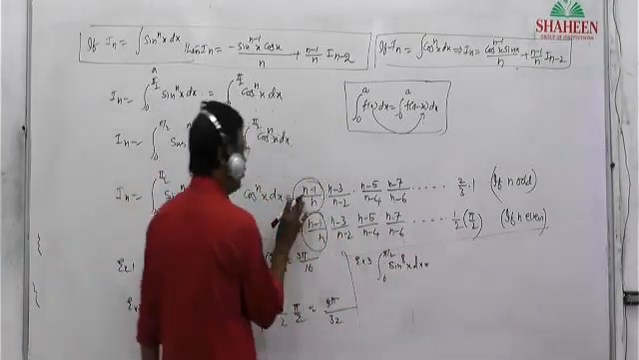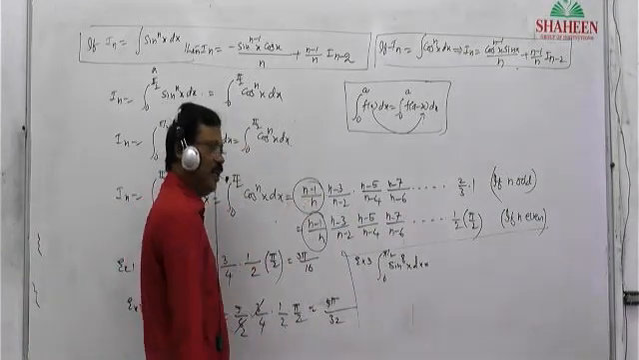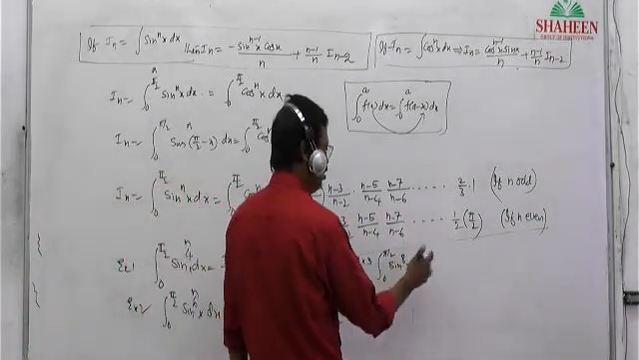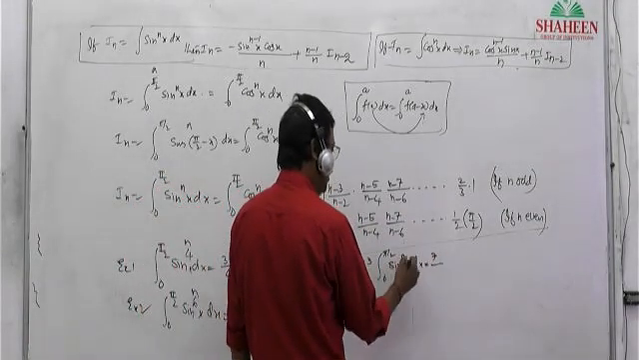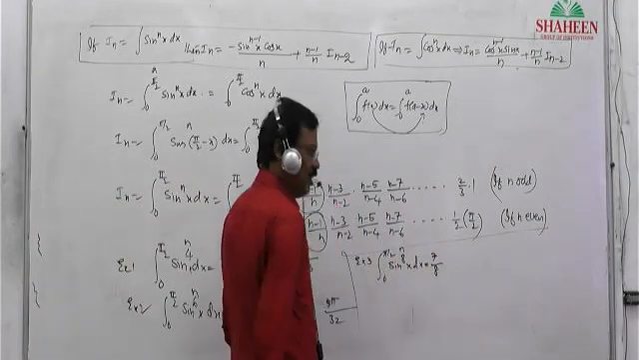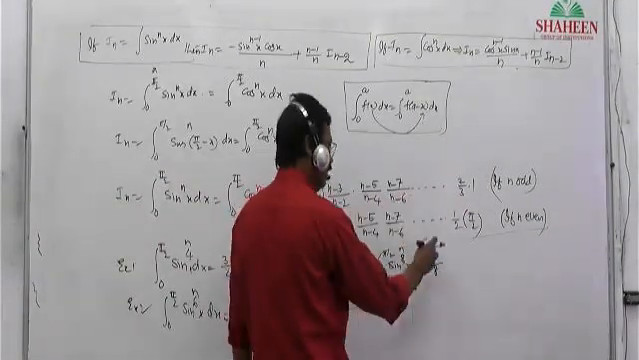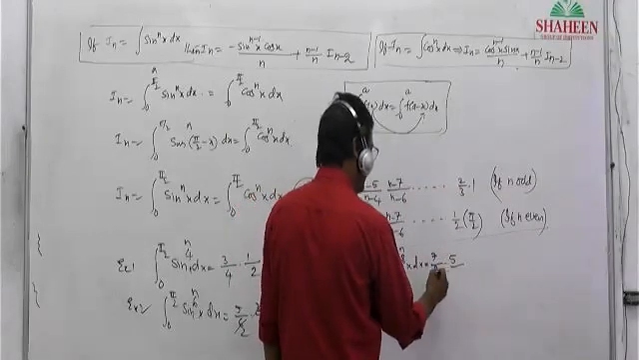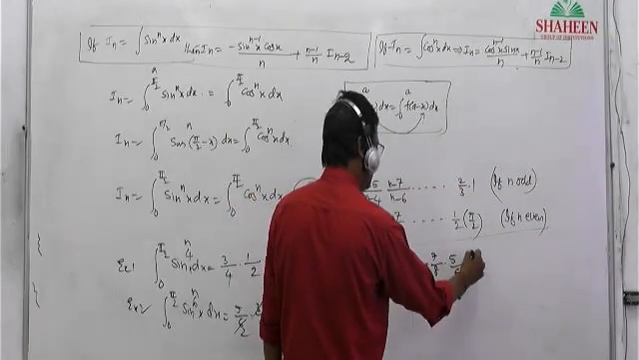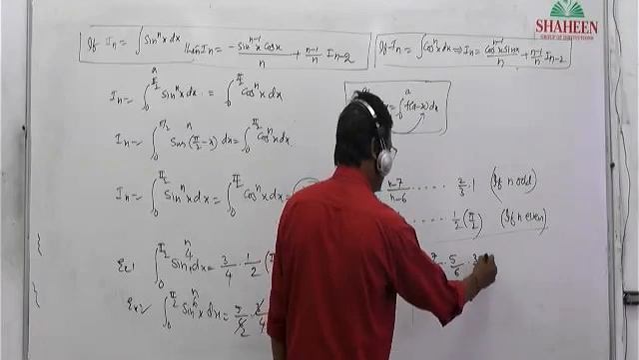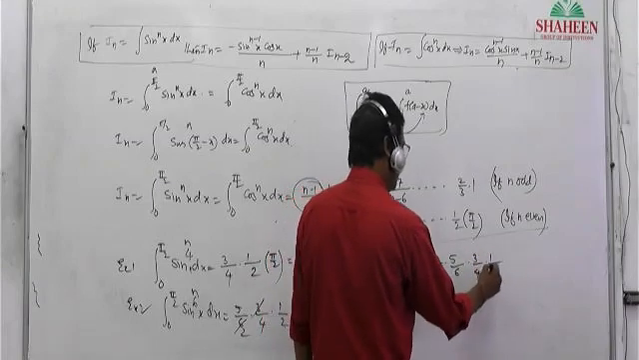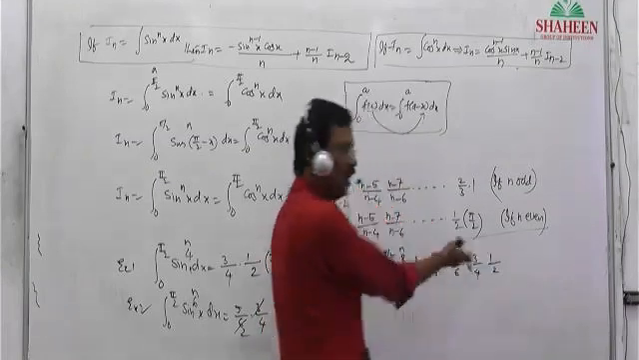First number, remember, n minus 1 by n. n is 8, n minus 1 means 7, by n is 8. Write with 2 difference: 7 minus 2, 5; 8 minus 2, 6; 5 minus 2, 3; 6 minus 2, 4; 3 minus 2, 1; 4 minus 2, 2. You got 1 by 2 at the last.